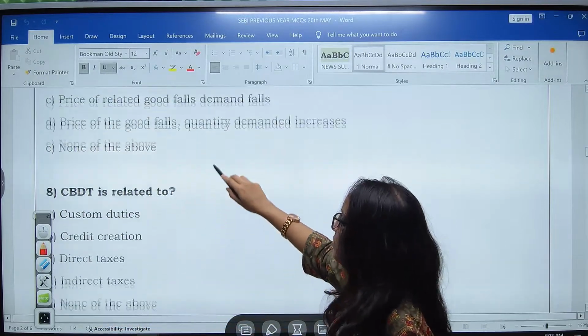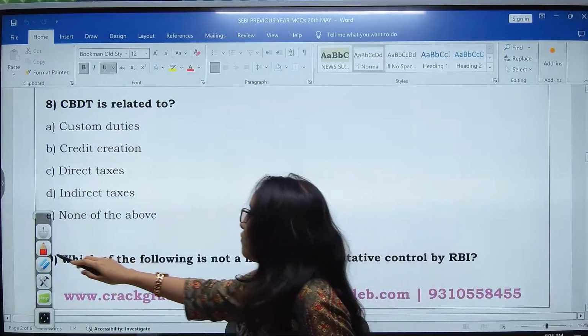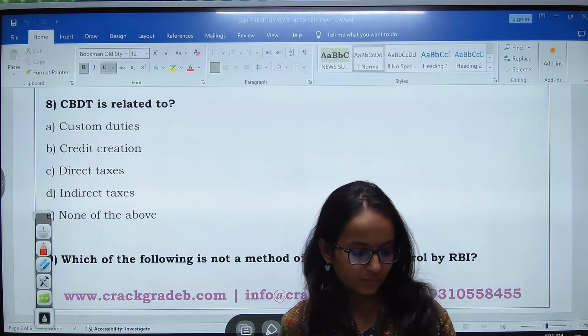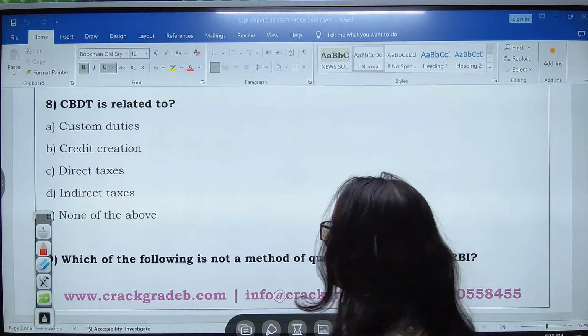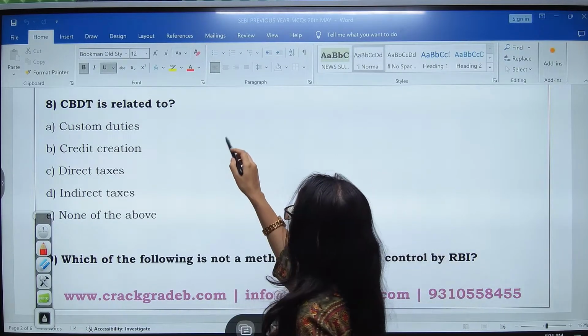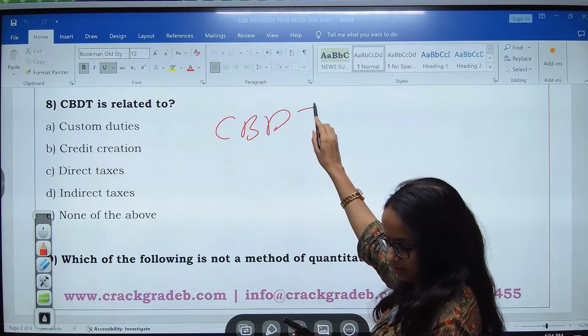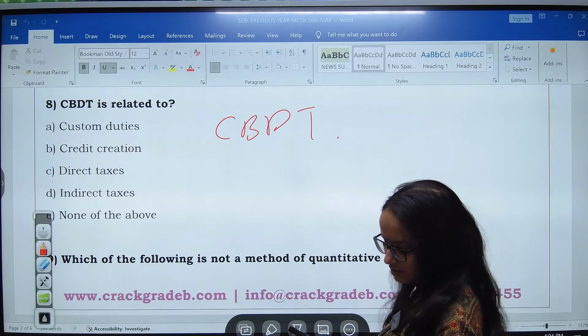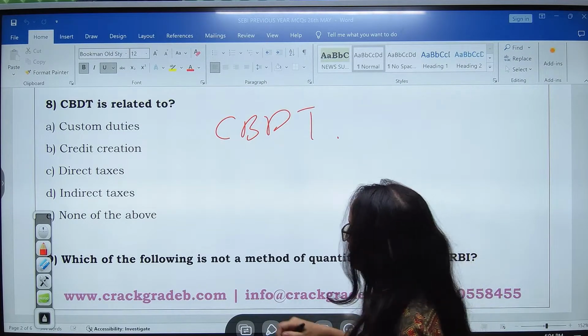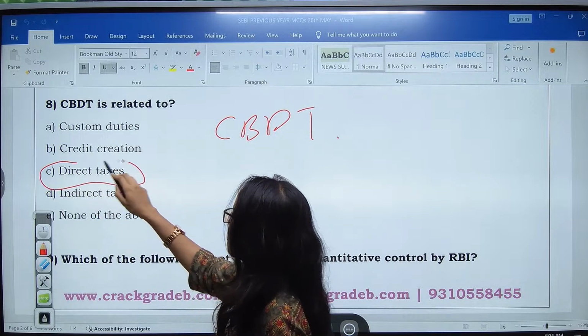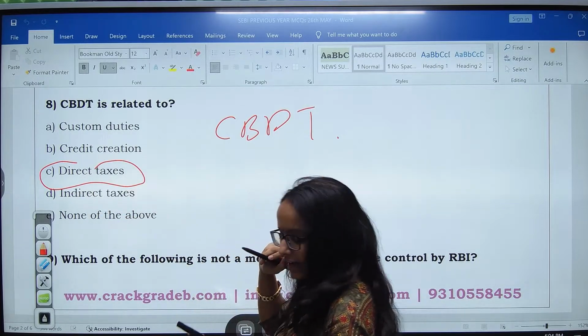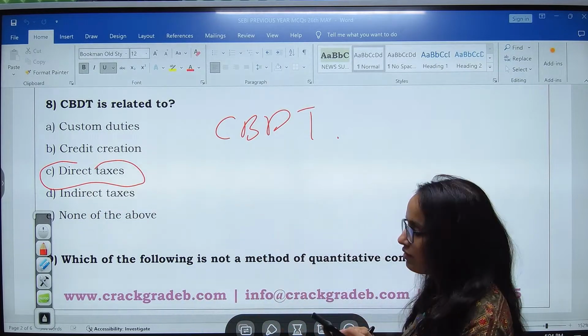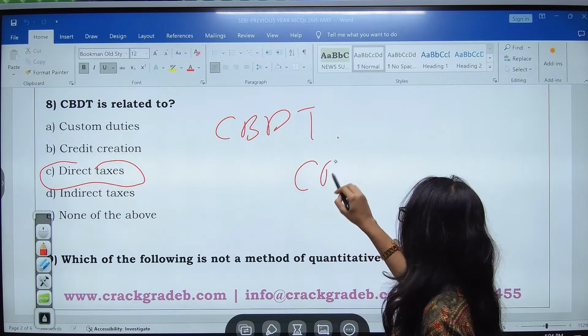Then you have CBDT. What is CBDT related to? Tell me the answer. So your answer is C, direct taxes. Okay. Direct taxes. Very good. So CBDT is what?